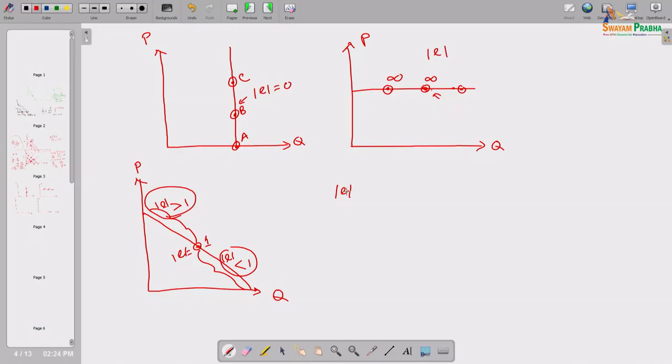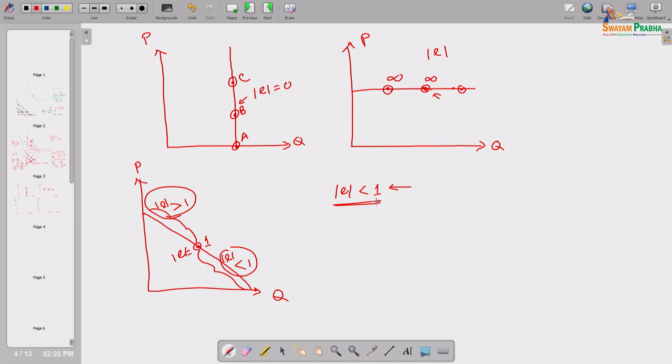So, let us bring in certain terminologies. When the absolute elasticity value is less than 1, for the demand curve or for the commodity where the elasticity value is of this kind, we will say that the demand is inelastic, okay, an inelastic demand curve.